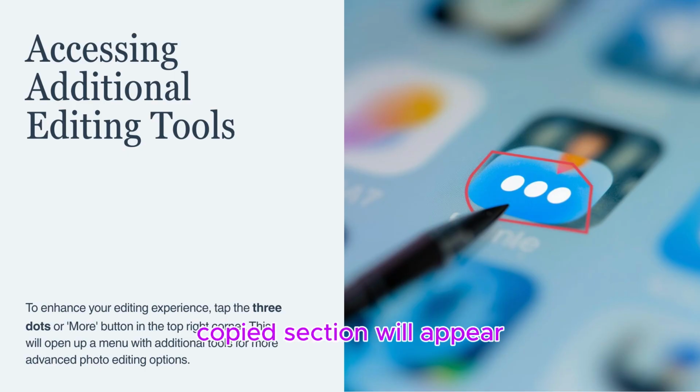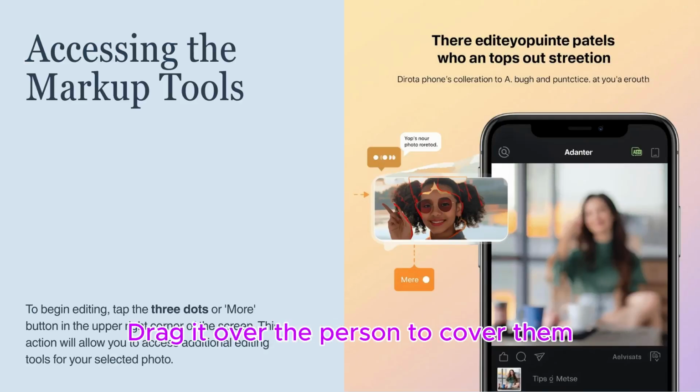The copied section will appear. Drag it over the person to cover them. Adjust the size and opacity for a better blend.